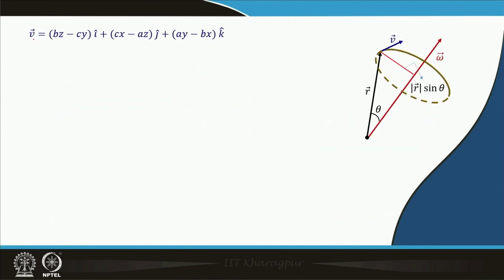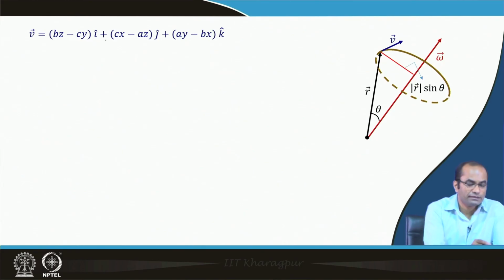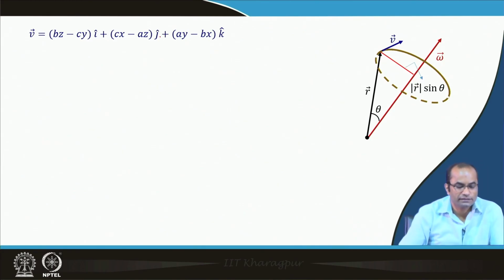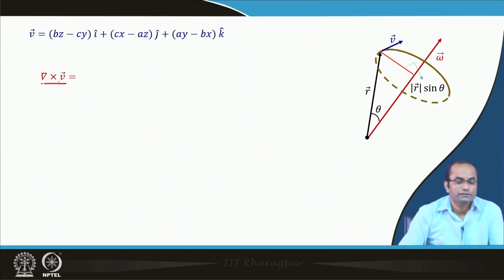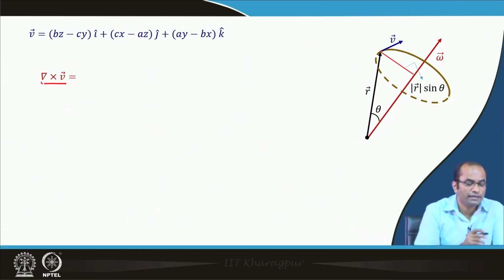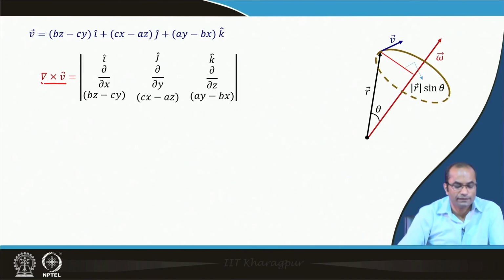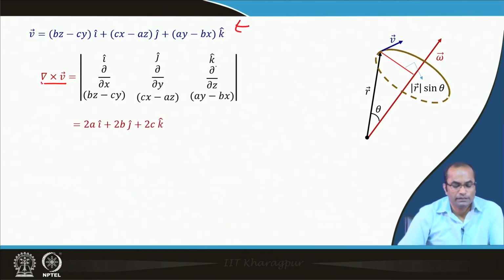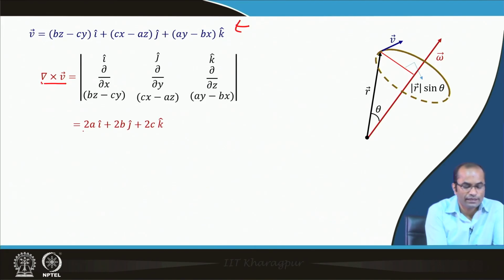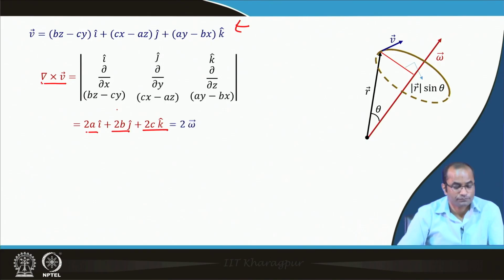So, we have this vector field v, whose first component is bz minus cy, second component is cx minus az, and third component is ay minus bx. If we now consider the curl of v, that means the cross product of del and v, where v is given by this expression there, we again compute this determinant and we will see that we get 2a i, 2b j and 2c k out of this determinant.